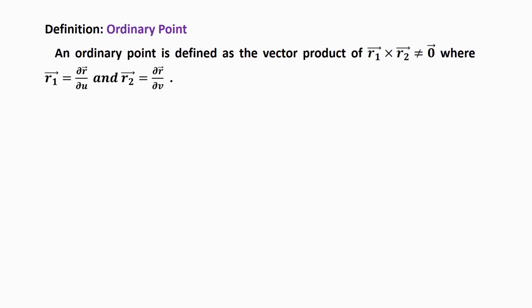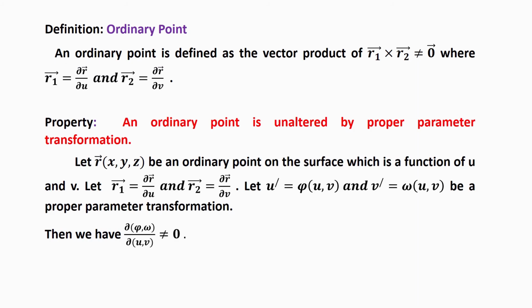Lastly, the definition of ordinary point is: an ordinary point is defined as the vector product of R1 cross R2 is not equals to 0, where R1 equals to del R by del U and R2 equals to del R by del V, where R of UV is a parametric curve.